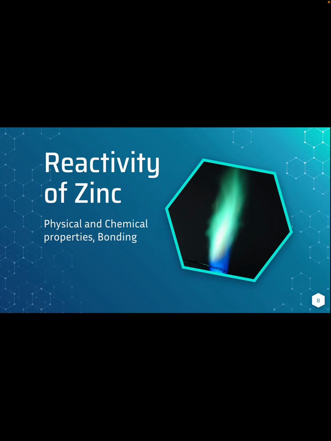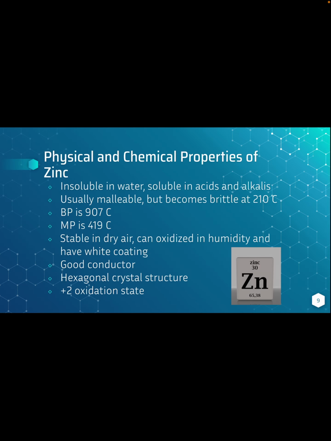The reactivity of zinc. So we're going to talk about physical and chemical properties and bonding. So zinc on your periodic table is just Zn. The number of protons is 30, and then it has a mass of about 65. It's insoluble in water, but it is soluble in acids and alkalis. It's usually malleable, which means we can bend it and kind of shape it, but it will become brittle and easily break apart at 210 Celsius. The boiling point is 907 Celsius. The melting point is 419 Celsius.